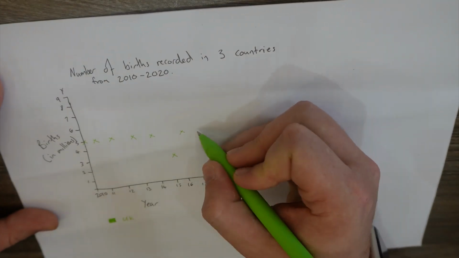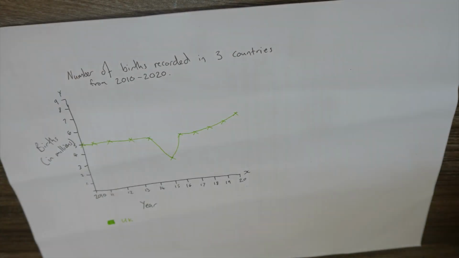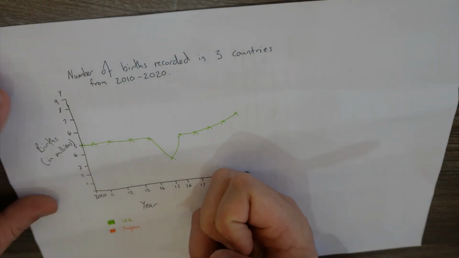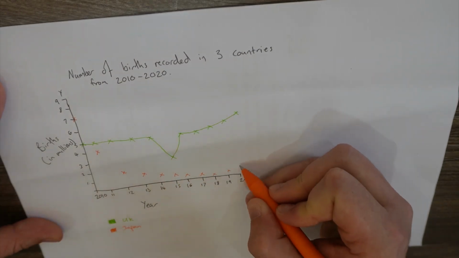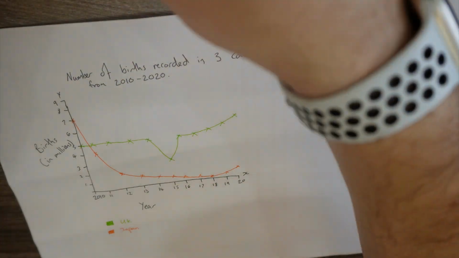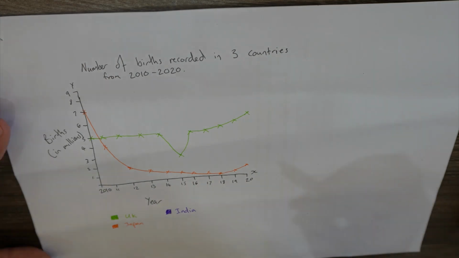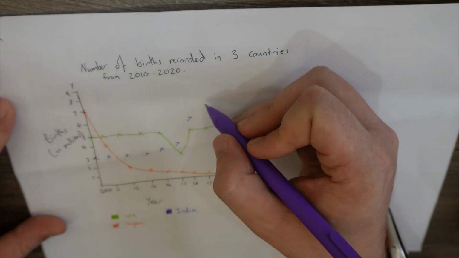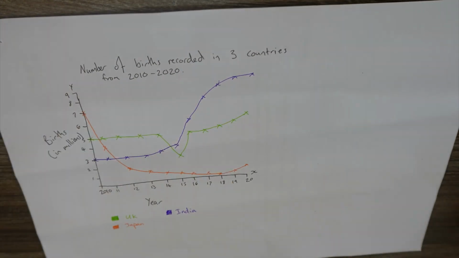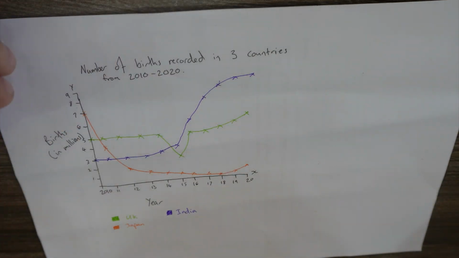Let's have the UK. We'll have that relatively stable with a little dip. We'll try Japan with a dramatically falling birth rate and then leveling off and then recovering slightly. And then we'll have India, which is a growing birth rate country. All right, sweet. Now, let's look at a question.